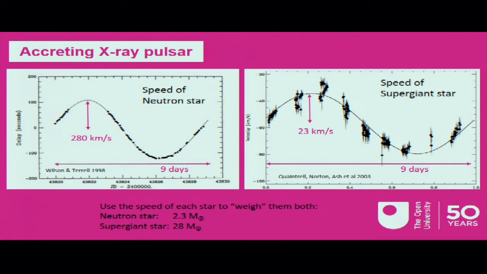Now, they weren't my measurements, but what we did is shown on the right. We took visible light, optical spectra of the supergiant star. We measured it over the course of 3 weeks, actually 21 nights, night after night, again and again, and we measured the Doppler shift of the spectral lines from that supergiant star. When we plotted those on this 9-day period, this is what we found. It showed us that the supergiant star was moving in its orbit at about 23 kilometers per second.